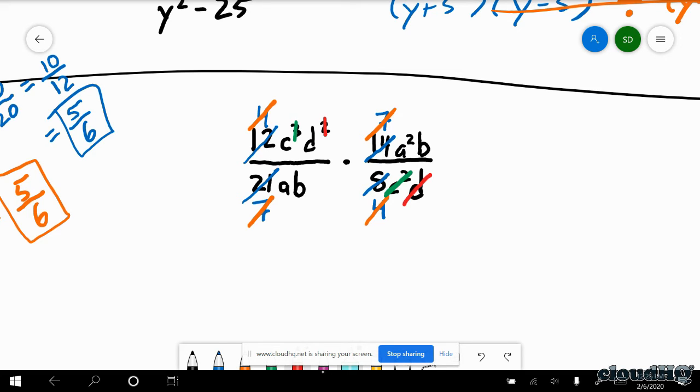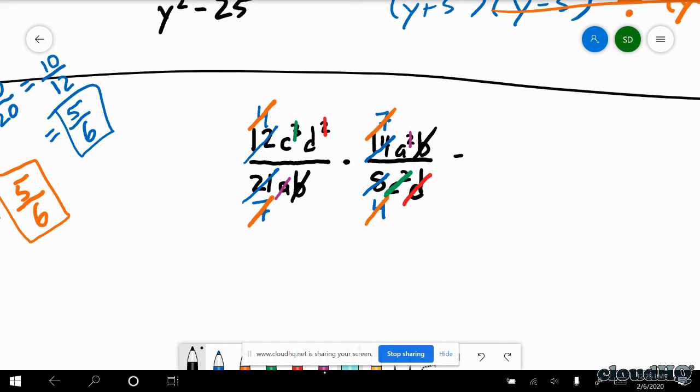What about A's? How many can I cancel? Cancel 1 A from the bottom, leaving me with 1 A in the top. Can I cancel any B's? Yeah, there's 1 B in the top and the bottom, so they both cancel out. There's no more B's left.